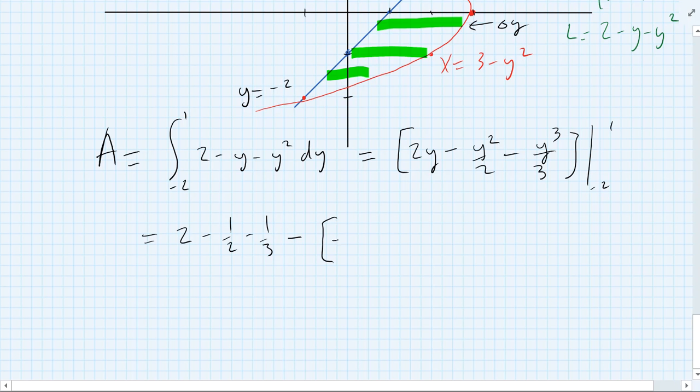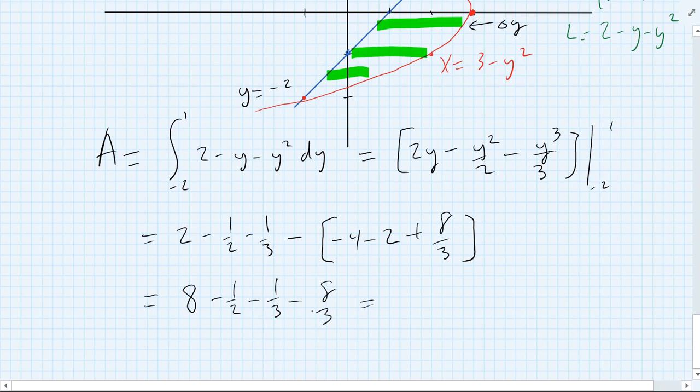-2 times 2 is -4. And then a -2 squared is 4 divided by 2 is 2, so it's -2. And then a -2 cubed is -8, so it's +8/3. Then I distribute the outside negative, so I get 2 plus 6, right? That's 8. Minus 1/2, minus 1/3, and then minus 8/3.